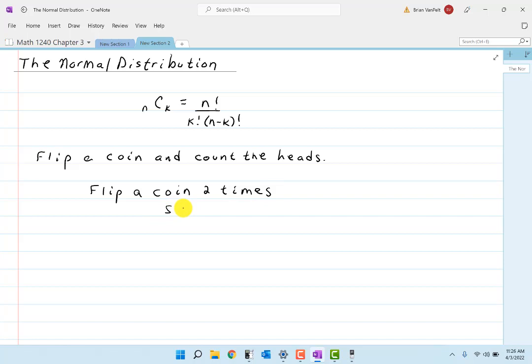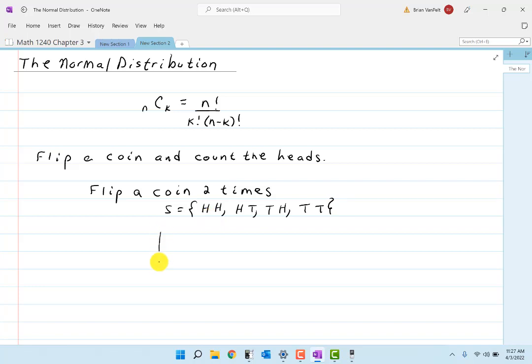We know that the outcomes look like this. We could have 2 heads. We could have a heads, tails, or the tails could have come first and then a heads, or a tails, tails. Each of these is equally likely to happen, so each of these has a probability of 1/4.